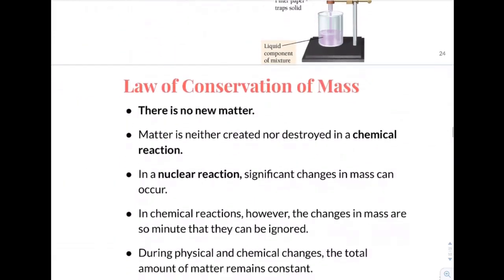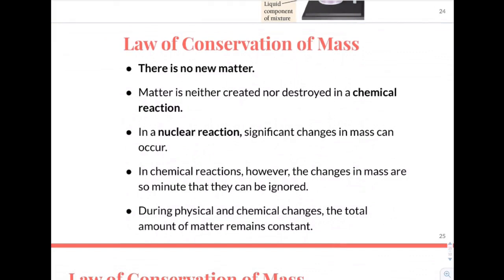So one big thing we're going to look at is the law of conservation of mass. You can also know it as the law of conservation of matter. It's the same idea. There's no new matter. Matter is neither created nor destroyed. In a nuclear reaction, however, we can have significant changes in mass because the mass is being converted to energy, but we're not going to be looking into nuclear reactions. In chemical reactions, it's so small that we can ignore that, okay?